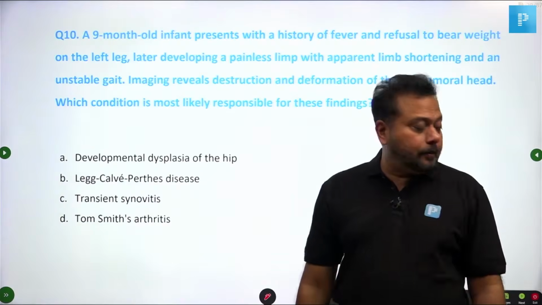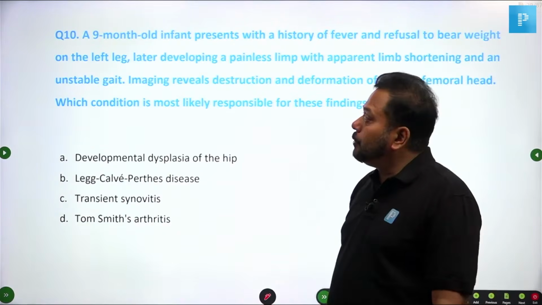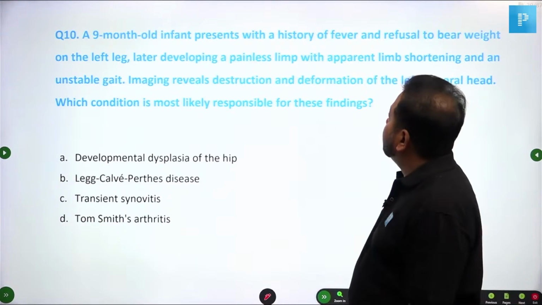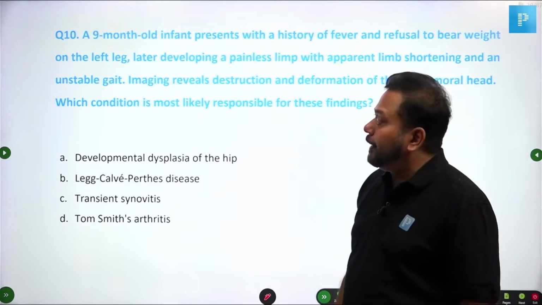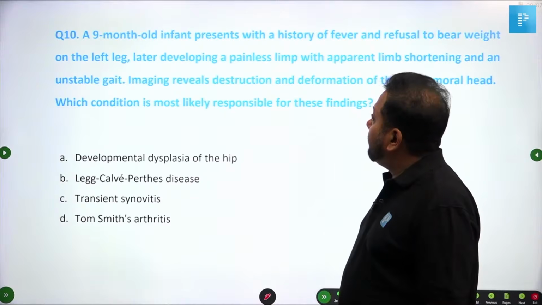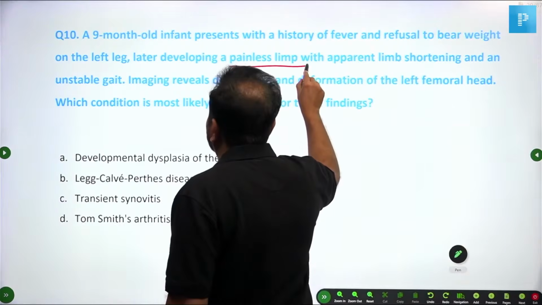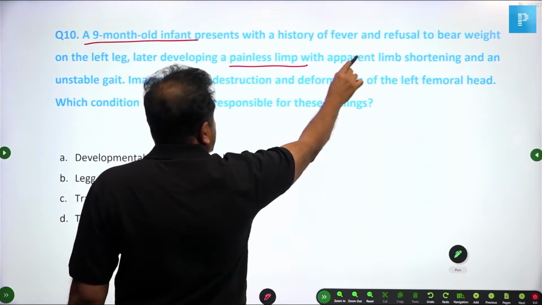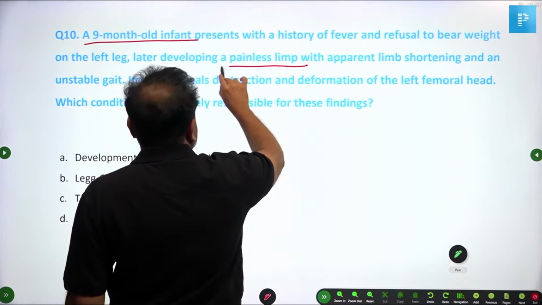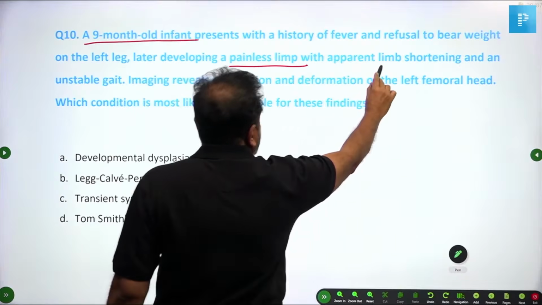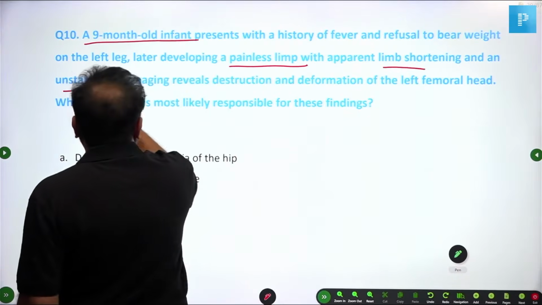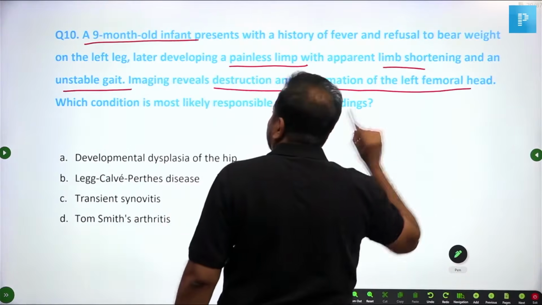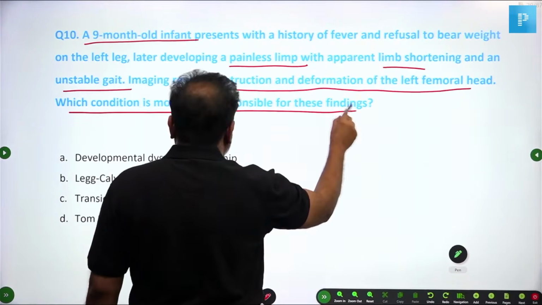Now coming to the 10th MCQ. A 9-month-old infant presents with a history of fever and refusal to bear weight on the left leg, later developing a painless limp, with apparent limb shortening and an unstable gait. Imaging reveals destruction and deformation of the left femoral head. What is this condition most likely?